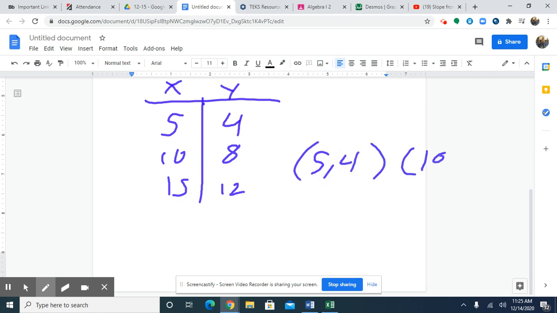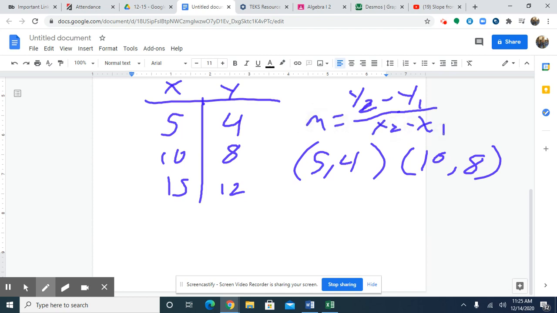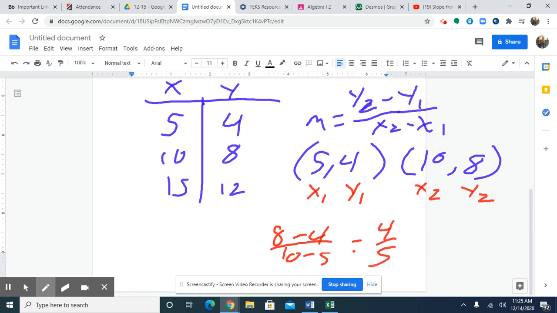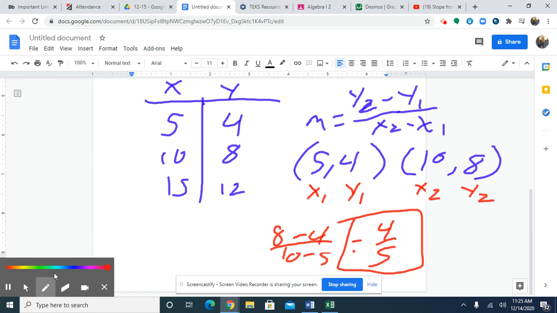and 10, 8. I could use my formula for slope. Remember, y2 minus y1 over x2 minus x1. So let's label these. 5 is x1, 4 is y1, 10 is x2, 8 is y2. So 8 minus 4 over 10 minus 5, which is equal to 4 over 5. We could try to simplify it if we can, but in this case, we wouldn't be able to.